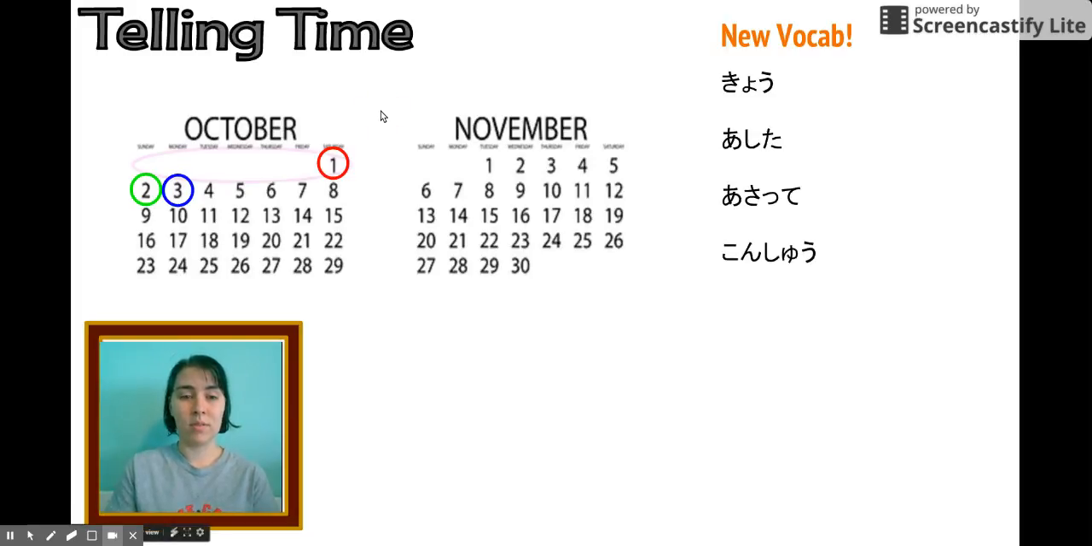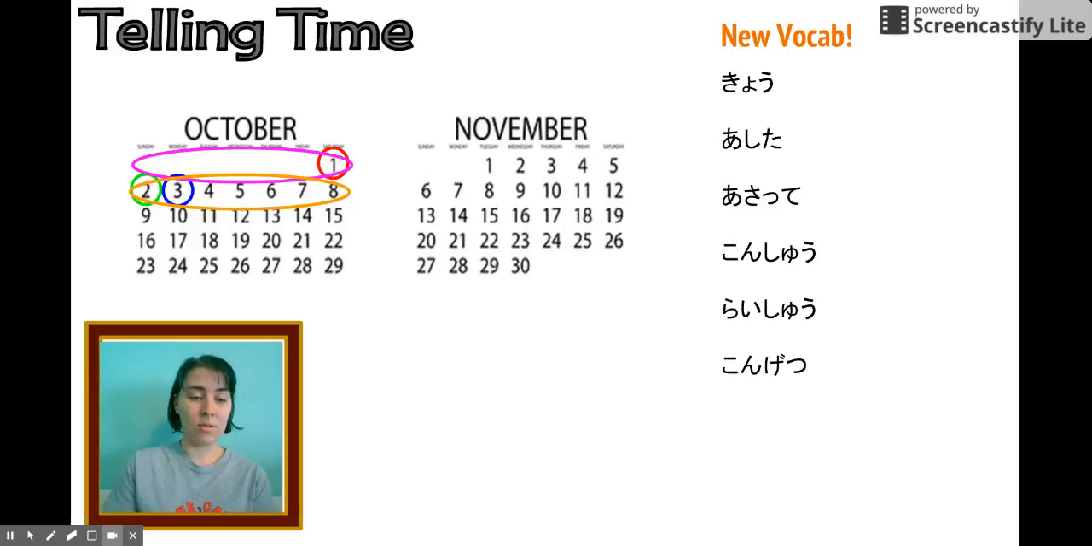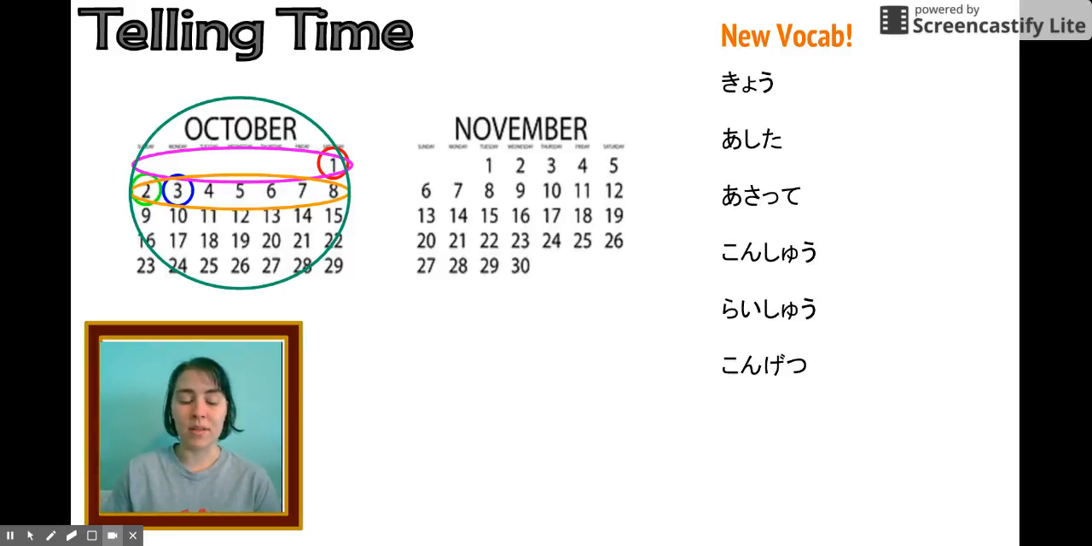今週. Shu is week, kon is now, so now week, this week, konshu. Raishu, the rai is the kuru of kimasu, and come. Raishu is the coming week. Kongetsu, the getsu is the same as gatsu, because why not? Kongetsu is this month. This month, kongetsu.